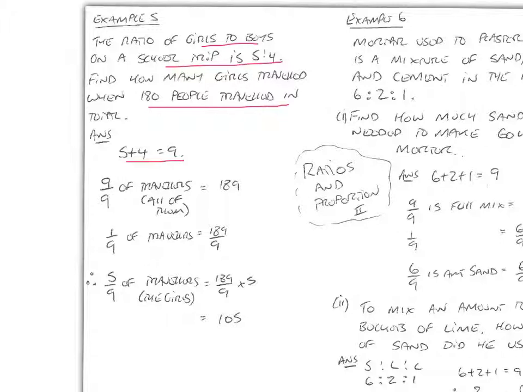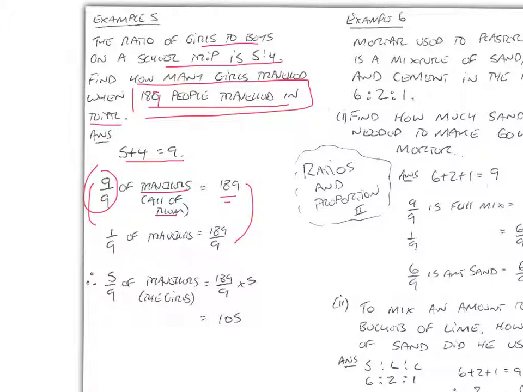This time we're told that 180 people travelled in total. So that's our 9/9 of the travellers, that's all of them, must be equal to 180, maybe we'll call that 180 there. So 1/9, divide both sides by 9, so this becomes 1, and this becomes 180 over 9.